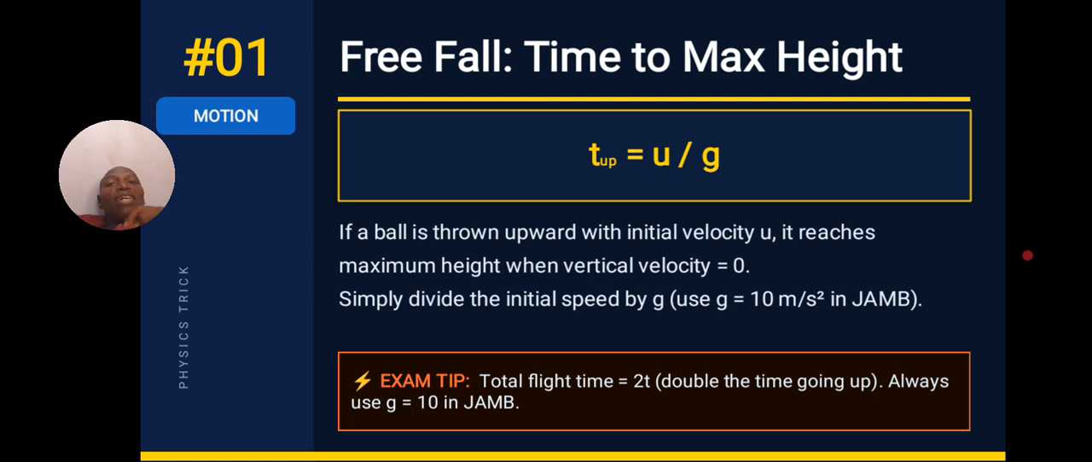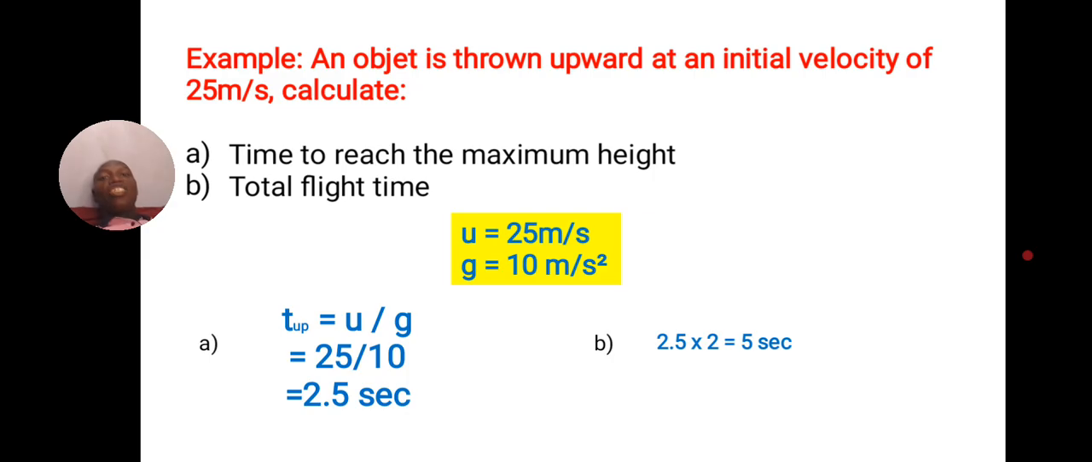Now, this is a trick they use sometimes. Instead of asking you the time to go up, they will ask for the total time. So it is left for you to calculate the time it will take the object to go up, then you multiply it by 2. Let's quickly look at a very good example to substantiate this. Look at this example. An object is thrown upward with an initial velocity of 25 meters per second. Calculate A, time to reach the maximum height, B, total time of flight.